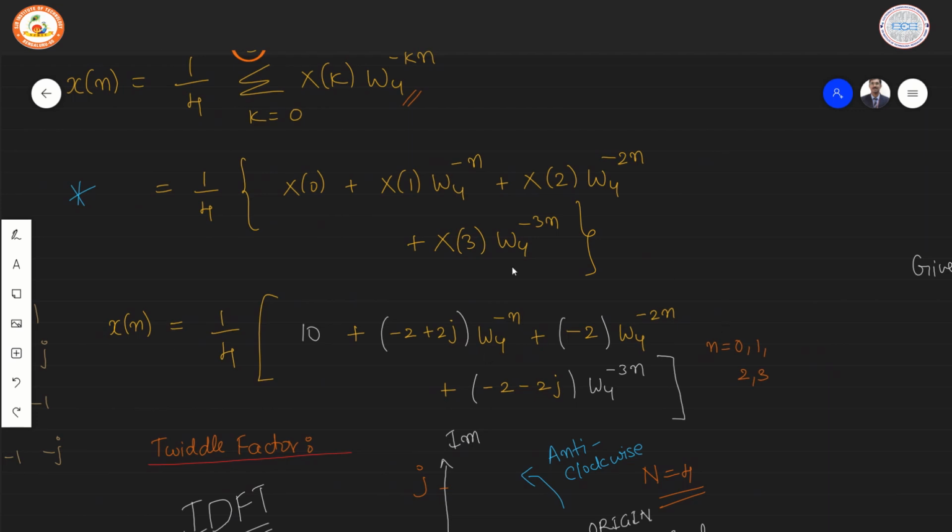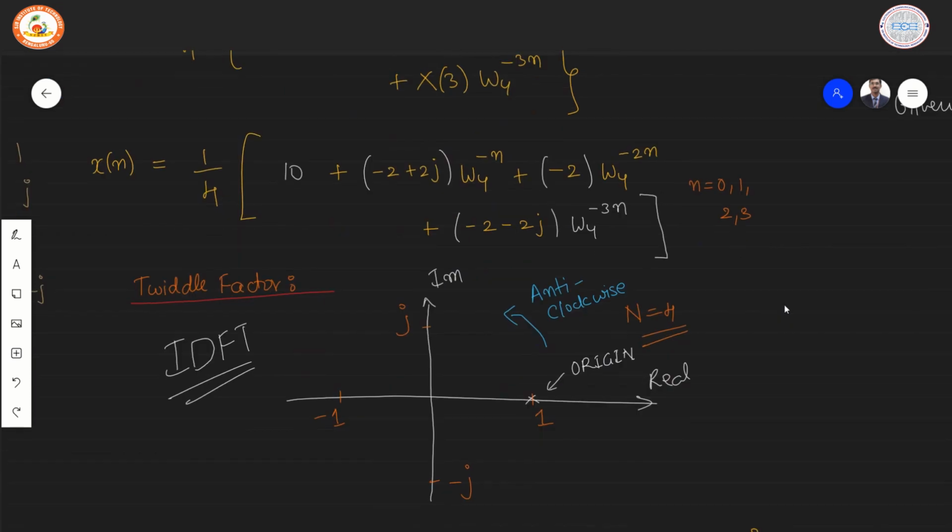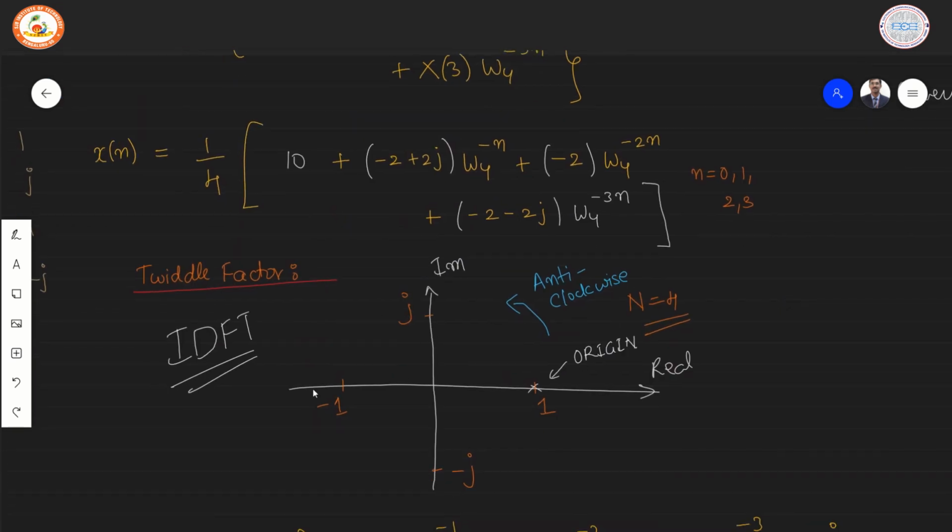So this equation has to be solved considering the value of n as 0, 1, 2, 3. That's all, okay? Because the number of points is 4. Once again, the task is to find the twiddle factors. Now again, we can take the help of the complex plane and represent the unit circle.